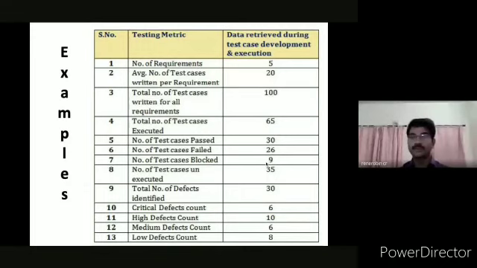So how many test cases have I not executed? The total number of test cases generated is 100.